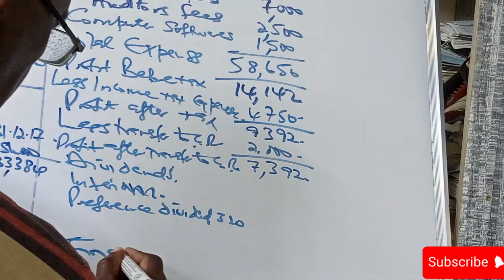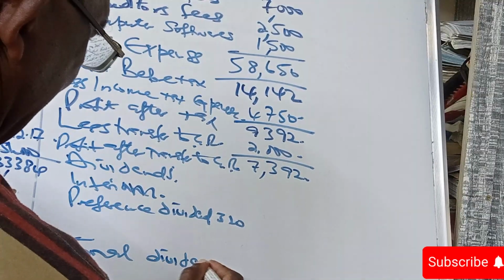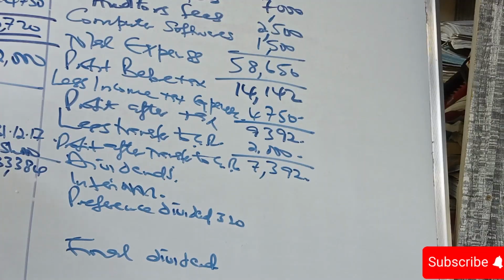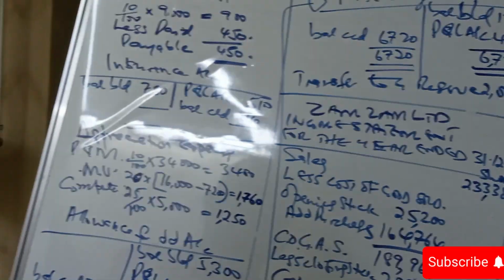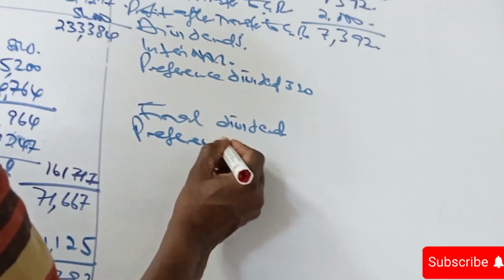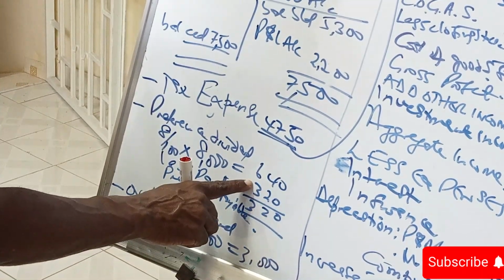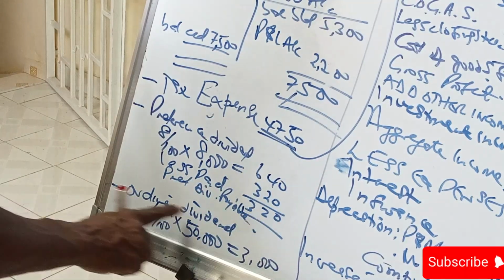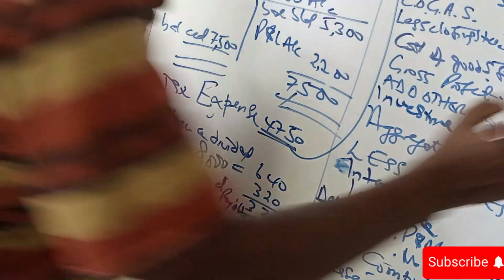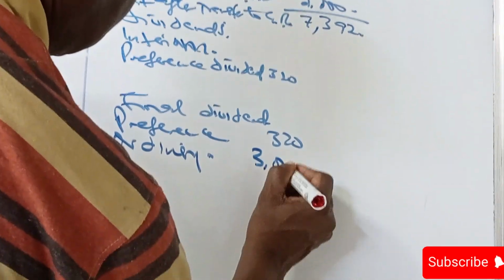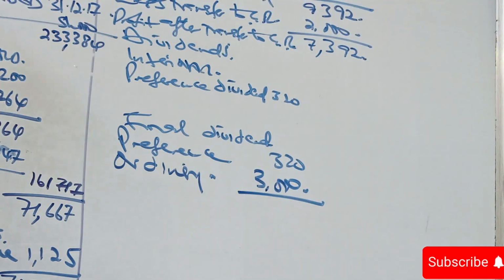Then we have the final dividend, which is declared. It's a current liability. The one payable for preference is 320. Preference dividend payable 320. 320 has been paid, 320 is not paid. Then we have ordinary dividend of 3,000. So overall, it is 3,640.